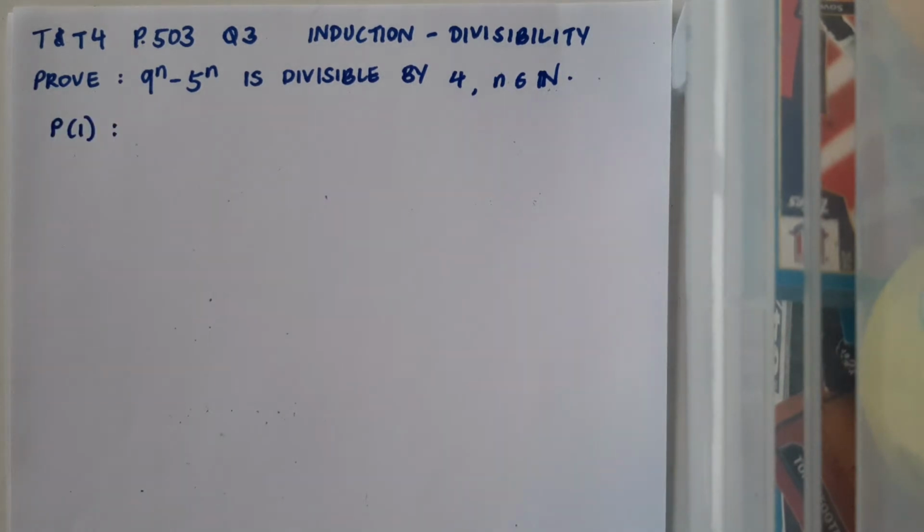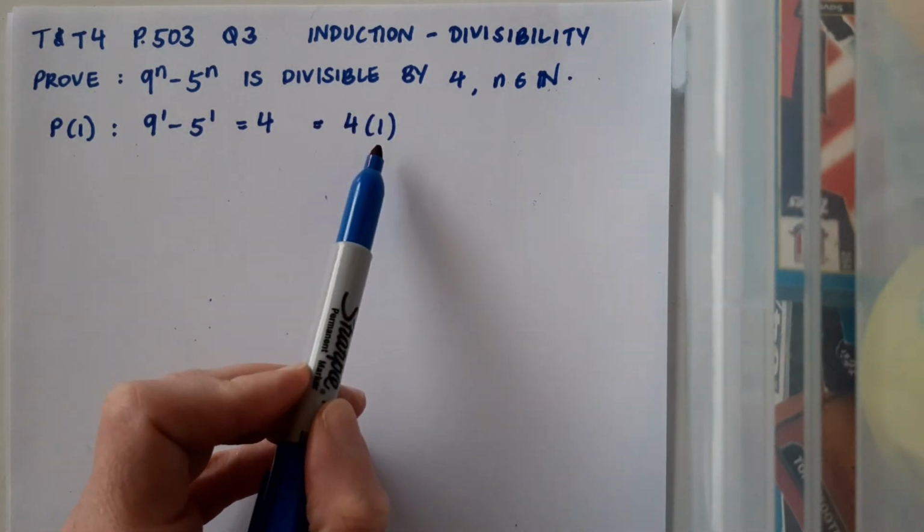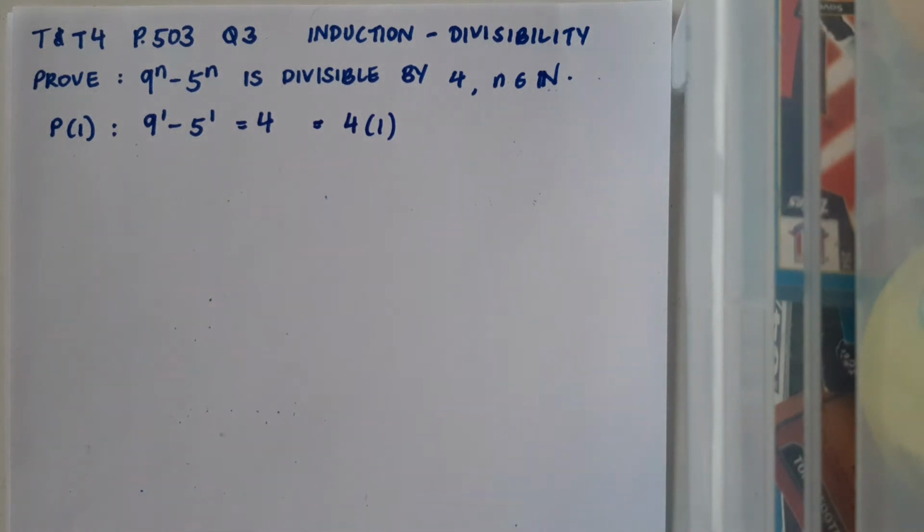So the normal steps apply. P(1) first of all gives me 9 to the 1 minus 5 to the 1, which evaluates simply as 4. And don't forget, for divisibility, we'll show divisibility by factorization. So 4 is 4 times 1. 4 is one factor, 1 is the other factor, definitely divisible by 4. It's pretty obvious here, but it's nice to start off with themes you mean to continue throughout the rest of the question. So we'll just state that this is true, and then we'll move on to P(k).